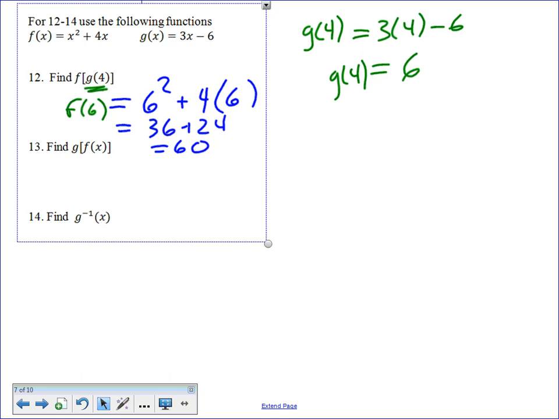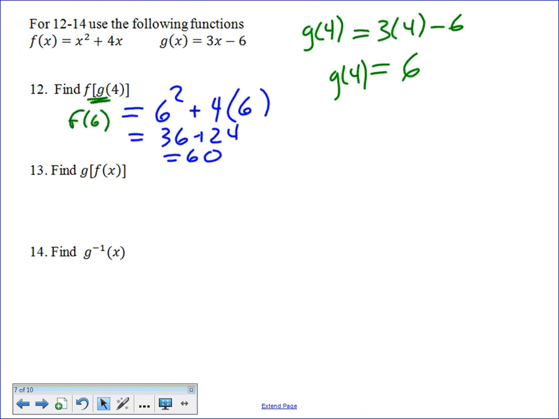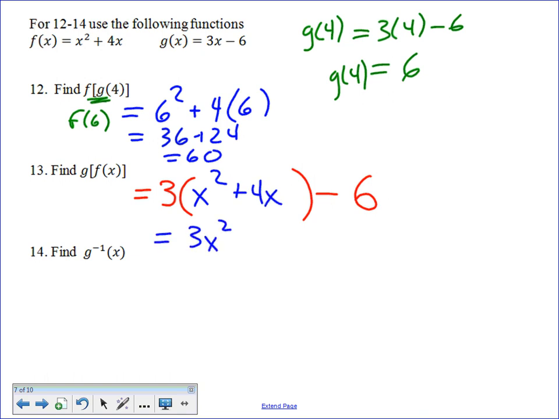But what if we decide that we actually want to do the entire function? So remember, work outside in. So if we want to create a whole new function, it's 3 times what we're going to sub in minus 6. And what we're going to sub in is the whole other equation. And so you'll end up with 3x squared plus 12x minus 6.